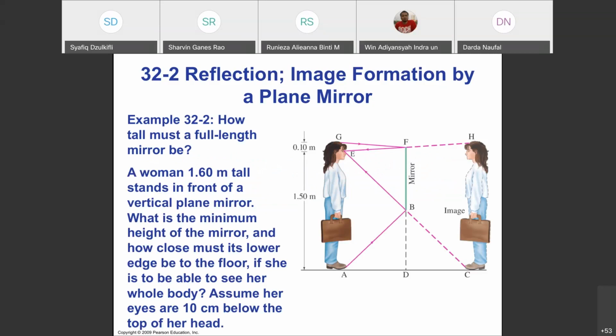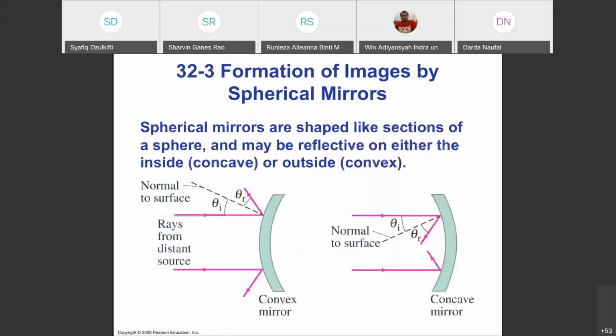So we'll go through this one. Just now it's all about the plane mirror. But now it's non-plane, spherical mirror. There are two types. First one is convex. Second one is concave. Convex mirror and concave mirror.